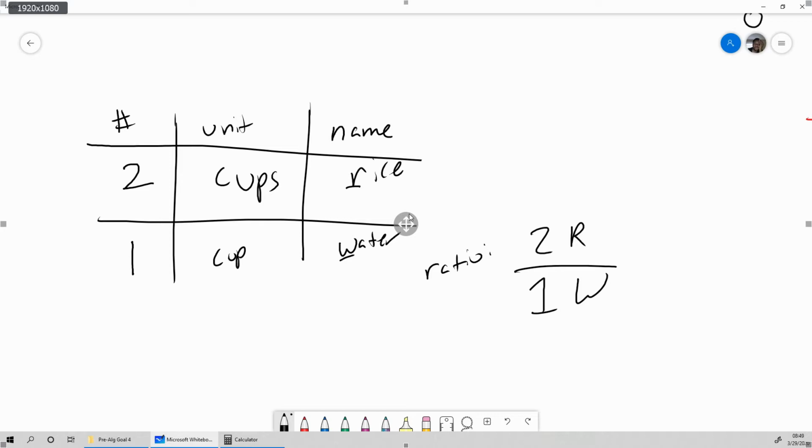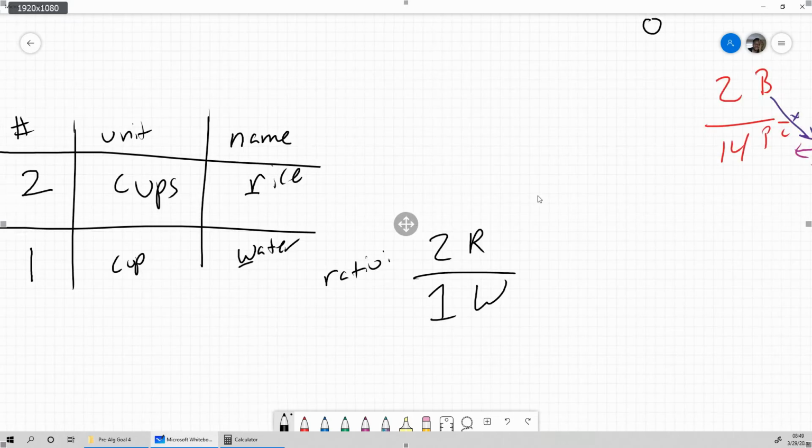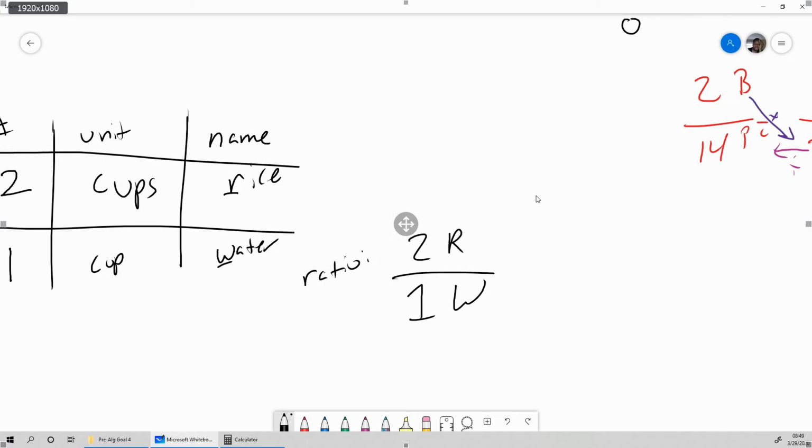A ratio is basically a fraction that you keep as a fraction. You don't put it as one number. What this means is if I use 2 cups of rice, I'm going to use 1 cup of water. So, with that being said, if I use 4 cups of rice, well, that's 2 times 2, so I should also multiply the 1 cup of water by 2. And there we go.